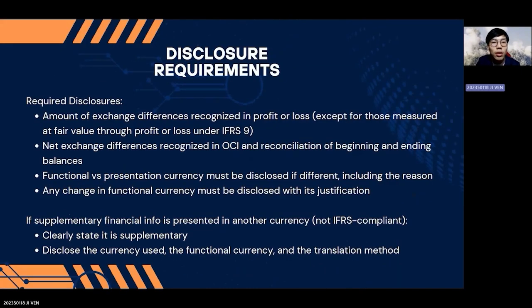Next, we discuss the disclosure requirements of IAS 21. According to IAS 21, a company must clearly disclose the amount of exchange differences that were recognized in profit or loss. But note, this excludes any gain or loss from financial instruments measured at fair value through profit or loss under IFRS 9. Next, if there are exchange differences recorded in other comprehensive income, the company must show the net amount and provide a reconciliation. In other words, explain how the balance changed from the beginning to the end of the period.